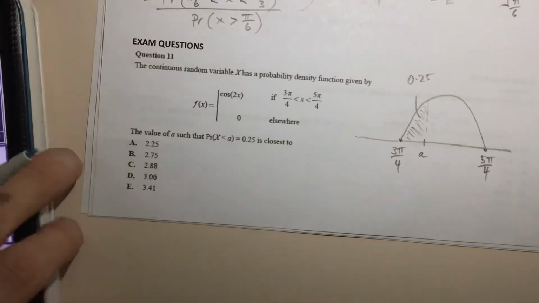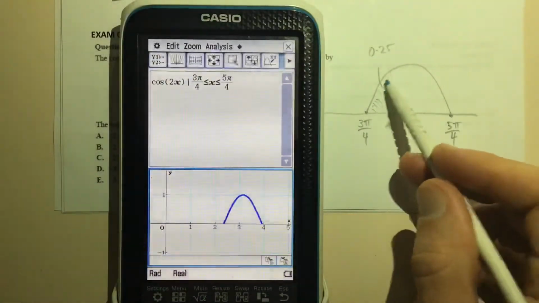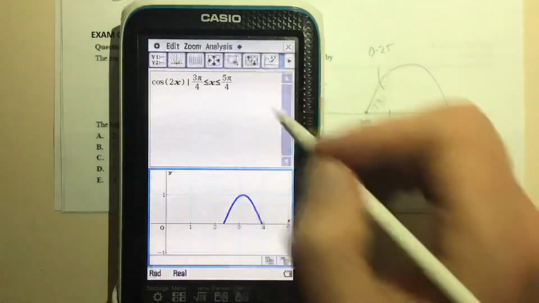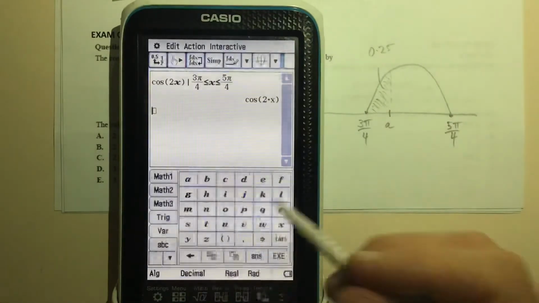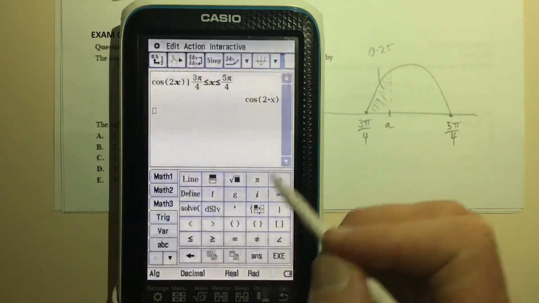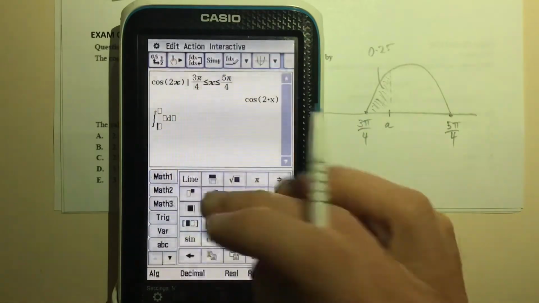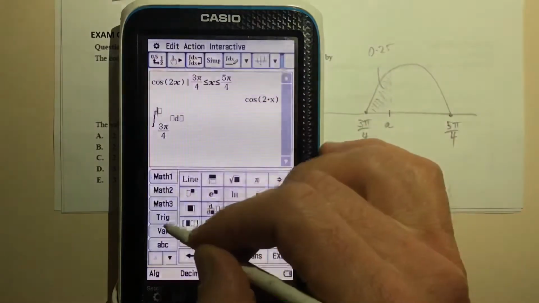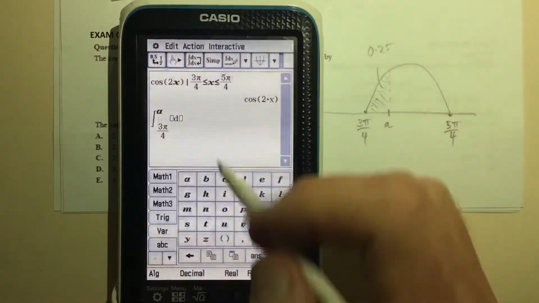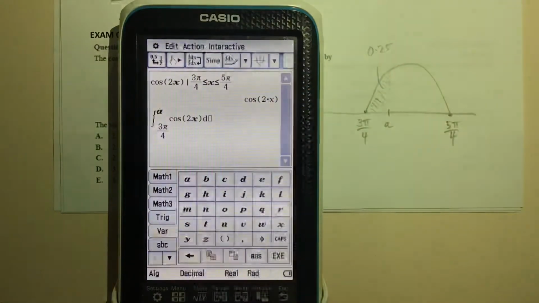On the calculator, the way we can do that is to come up with an expression for this area. That area would be represented by the integral from 3 pi on 4 up to a of the function cos of 2x with respect to x.